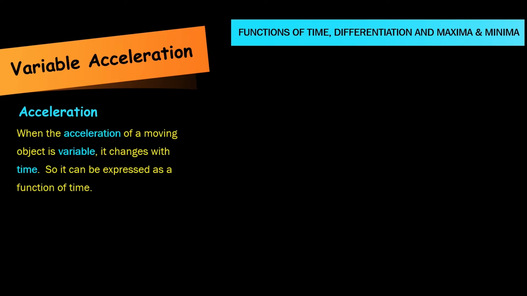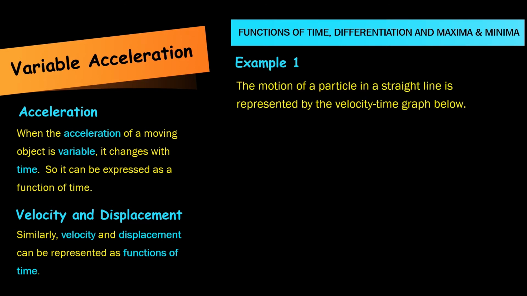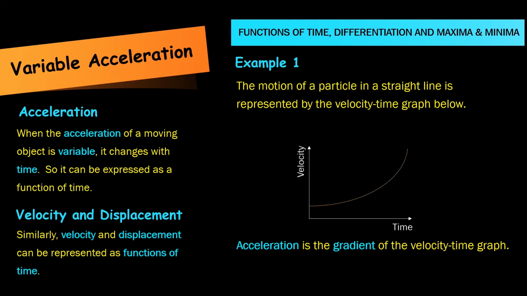When the acceleration of a moving object is variable, it changes with time, so it can be expressed as a function of time. Similarly, velocity and displacement can be represented as functions of time also. Let's now take a look at an example. The motion of a particle in a straight line is represented by the velocity time graph below.